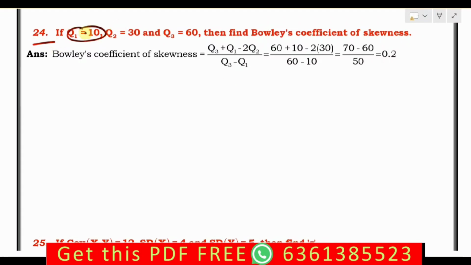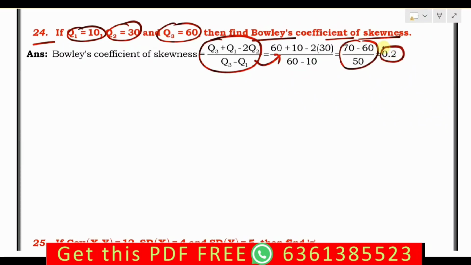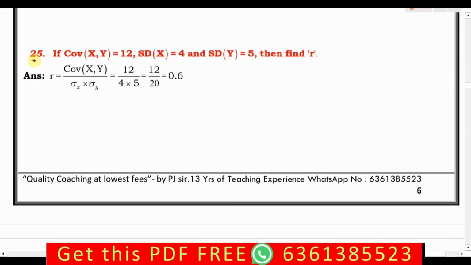Next question number 24. If Q1 is 10, Q2 is 30, Q3 is 60. Q1, Q2, Q3, all the quartiles have been given. It is asked to calculate Bowley's coefficient of skewness. We already know Bowley's coefficient of skewness formula to be (Q3 + Q1 - 2Q2) divided by (Q3 - Q1). Substitute the values respectively and simplify. The final answer you are going to get is 0.2. Here also once again formula 1 mark, substitution, calculation and the final answer as 0.2 again carries 1 mark.